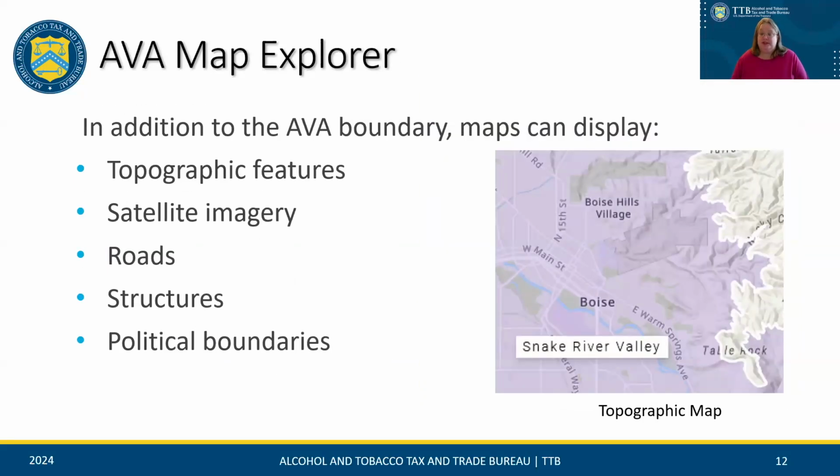The Map Explorer also lets you choose between several different base maps. These different base maps can show you different things. For instance, you can choose a base map that will show you topographic features, such as elevation contours, rivers, lakes, mountains. You can also choose one that lets you see satellite imagery. This one is pretty neat because you might be able to use it to determine if your vineyard is split by a current AVA's boundaries. You can also choose a base map that will show you the roads and their names, as well as various structures. And you can also choose one that will let you see political boundaries, like state and county boundaries.